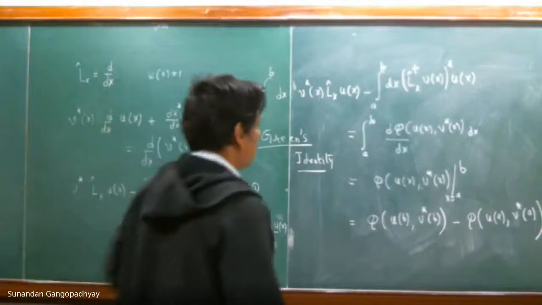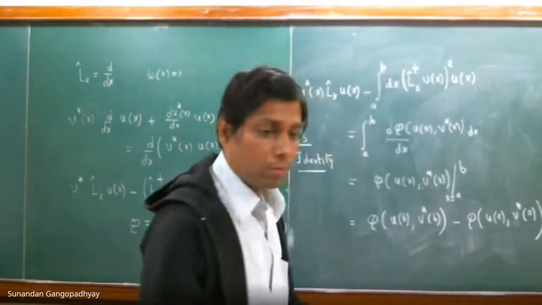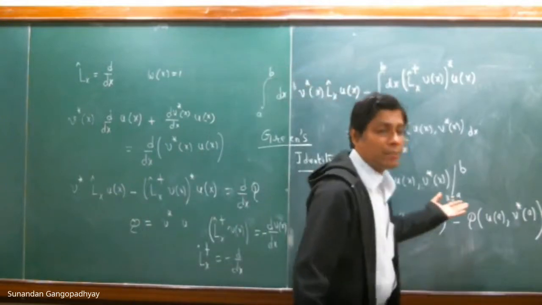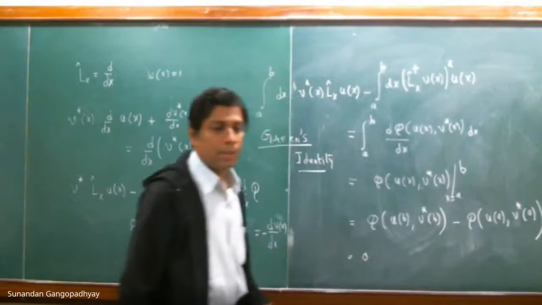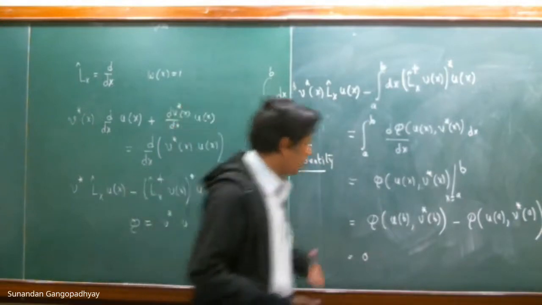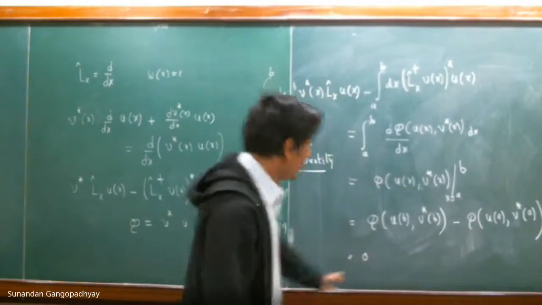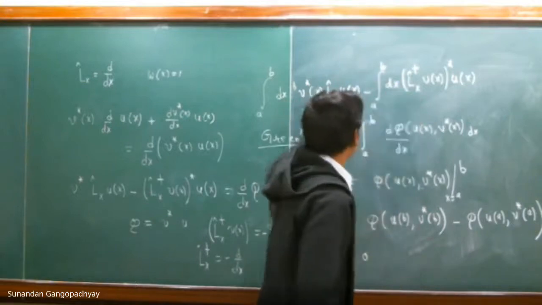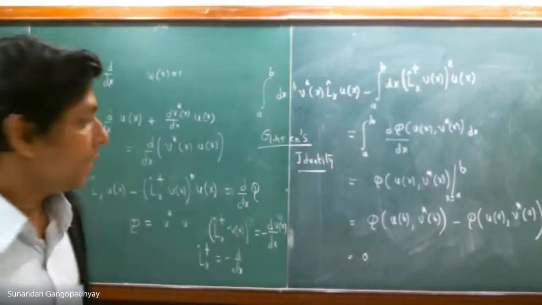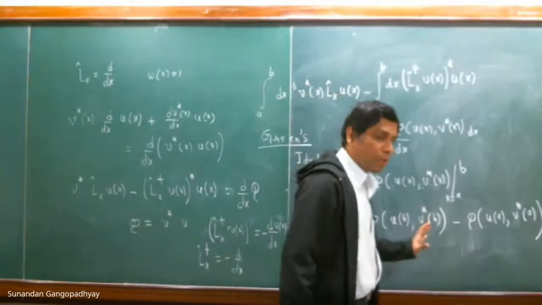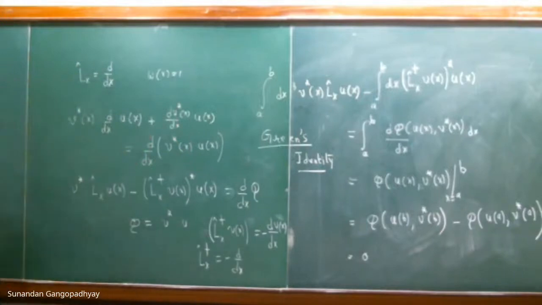Now if you require that this boundary term vanishes, it means that you are imposing boundary conditions. You impose your boundary conditions in such a way that this boundary term vanishes. Then this is equal to 0. Then this minus this is equal to 0. This is called the Green's identity, where you have imposed boundary conditions so that the boundary term vanishes. So this is called the Green's identity. Okay.